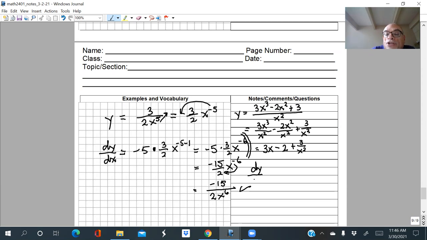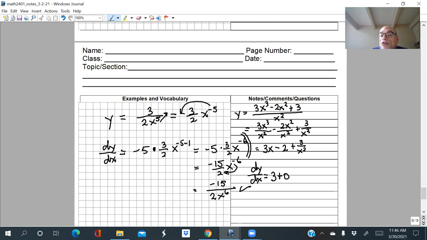So if I differentiate now, let's see, how do I differentiate this? Well, it's much easier. What's the derivative of 3x? That's easy, that's just 3, right? What's the derivative of minus 2? Oh, that's easy because that's a constant. So it has derivative 0. So it's not even going to be part of my derivative.